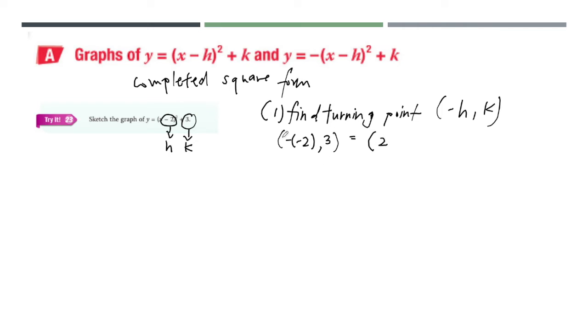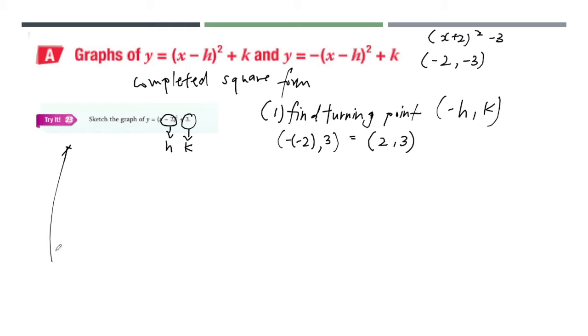Let's make it look neater. -2 will be 2, and k is 3. Whatever your h is, your h can be positive. So for example, if the question is x plus 2 squared minus 3, then your turning point would be negative whatever the h is, so -2, and your k is just as it is, -3. Then this is your turning point. So for this question, it is -2, and you put a negative in front, it becomes +2. And the k is just as it is, so it's 3. So this is my turning point.